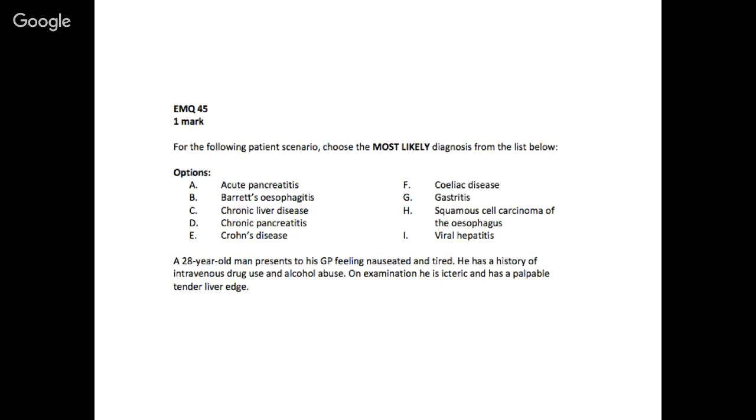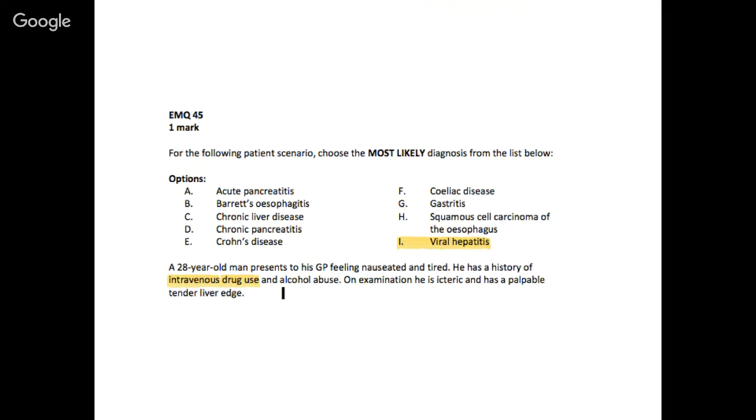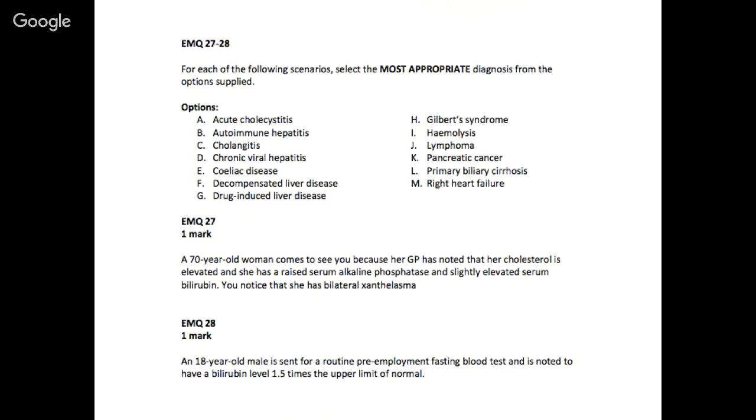Someone yell out the answer when you've got it. Yep. Intravenous drug use, viral hepatitis. So what kind of hepatitis would this probably be? C, good. We haven't talked about this one today, but does anyone know it? Bilateral xanthelasma is very characteristic for a particular condition. She's female. Primary biliary cirrhosis. So remember that xanthelasma is commonly seen in primary biliary cirrhosis.